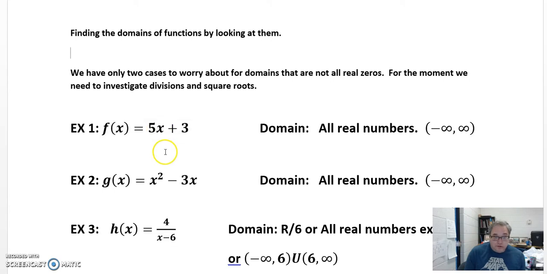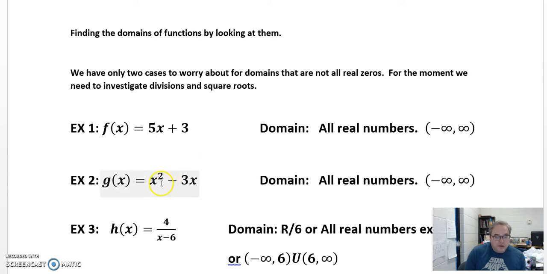Well, I don't see any square roots, and I do not see any division, so I can pick any real number I want. And that means I could write it a couple different ways. I could use a big R, I could write out in words all real numbers, I could write out set builder notation. This is interval notation, negative infinity to infinity. There's a multitude of ways of writing it.